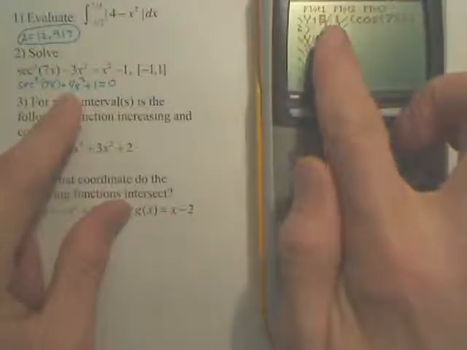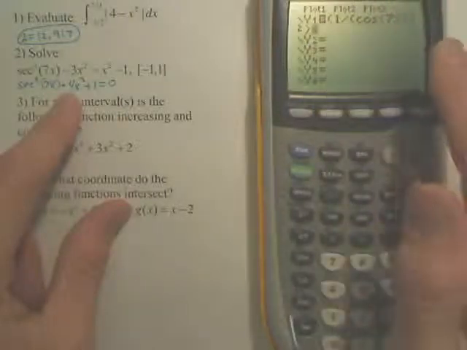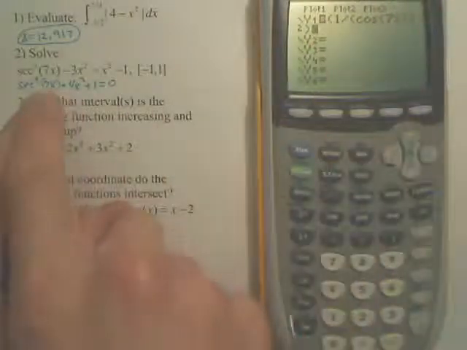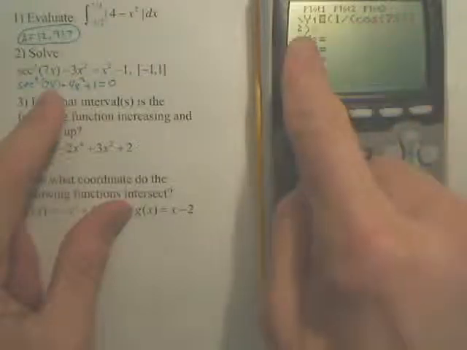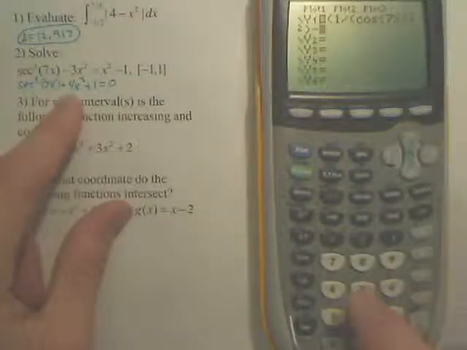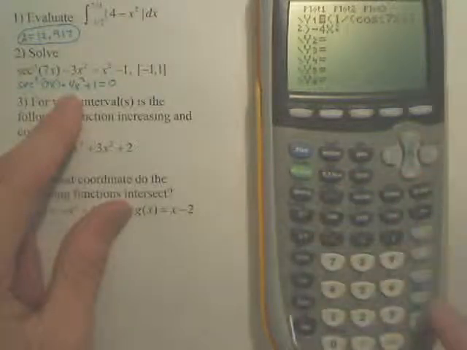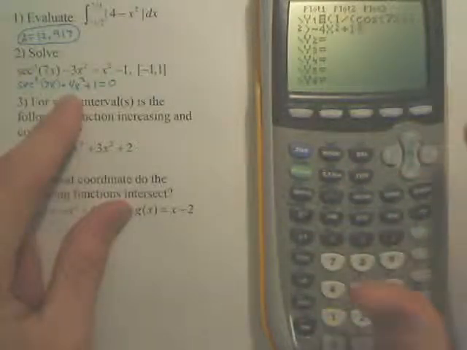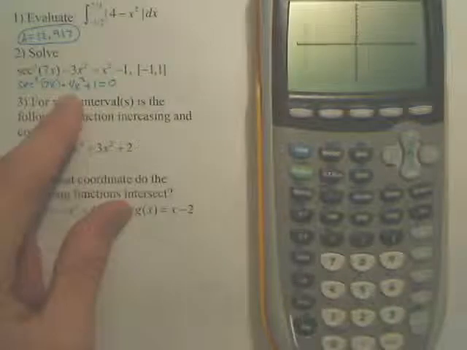You had a whole bunch of parentheses to keep track of because you need to close it down to be a secant squared 7x. That whole thing right there is secant squared 7x. Then you simply minus the 4x squared, add the 1, and you graph it.